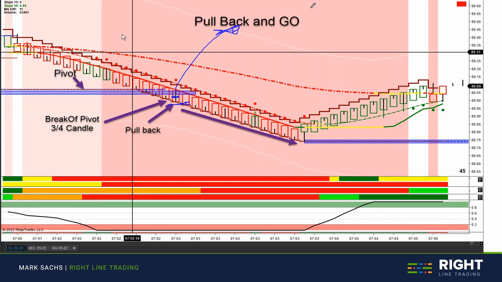Because think about it. What do most traders do when they're trading breakouts? Let me erase these drawing tools. When they're trading breakouts, well, the market's breaking out. I got to get in. It's going to go to the whatever. Right. So they get in. The market pulls back, stops them out, and down it goes. Or it pulls back and it keeps going up. We don't trade breakouts that way. We don't trade anything that way. We follow the rules. This is the pullback and go strategy.